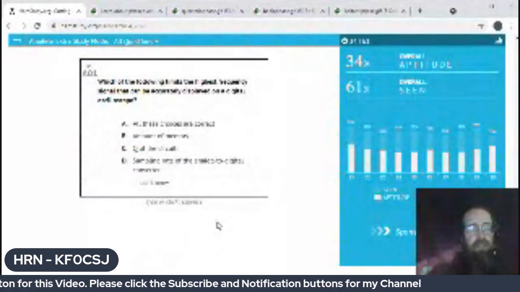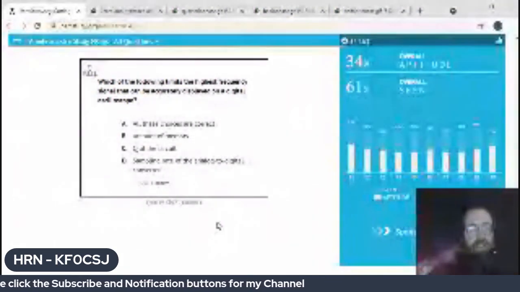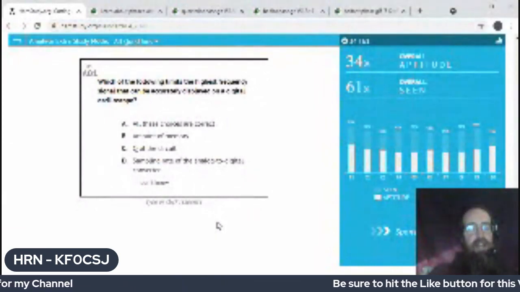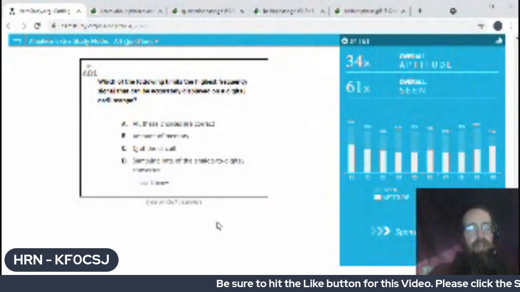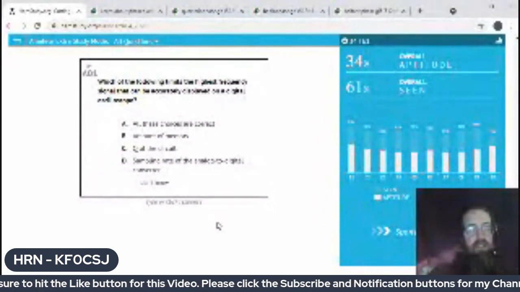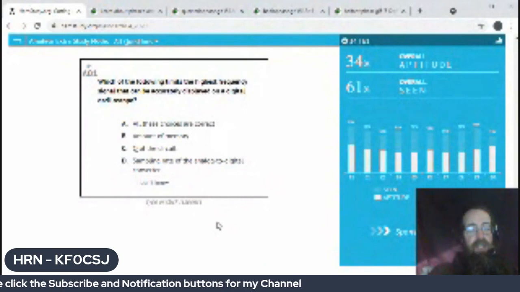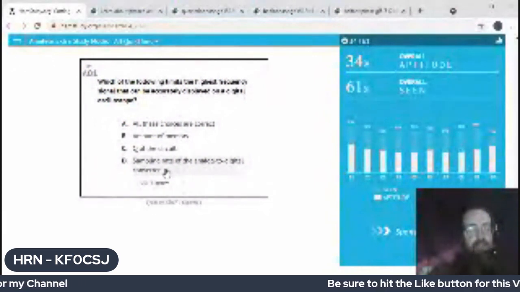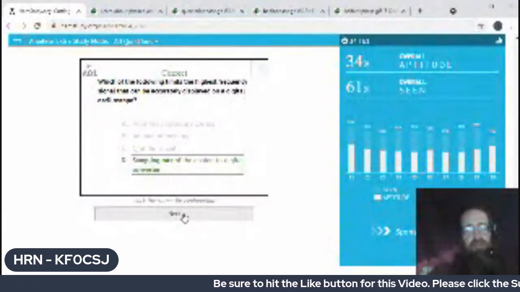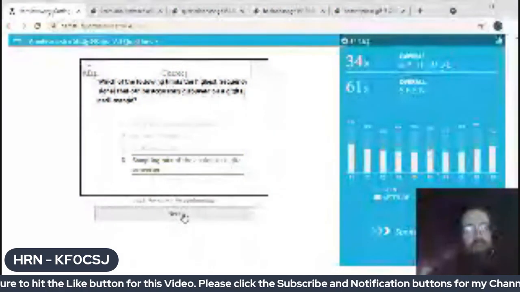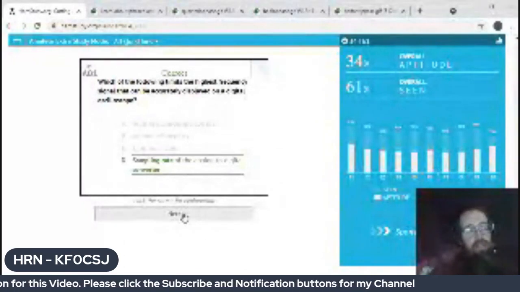Which of the following limits the highest frequency signal that can be accurately displayed on a digital oscilloscope? A: All these choices are correct. B: The amount of memory. C: The Q of the circuit. D: The sampling rate of the analog to digital converter. I'm going to go with D. Yep. If the sampling rate is not fast enough, it cannot pick up the dips and the changes in the frequency.